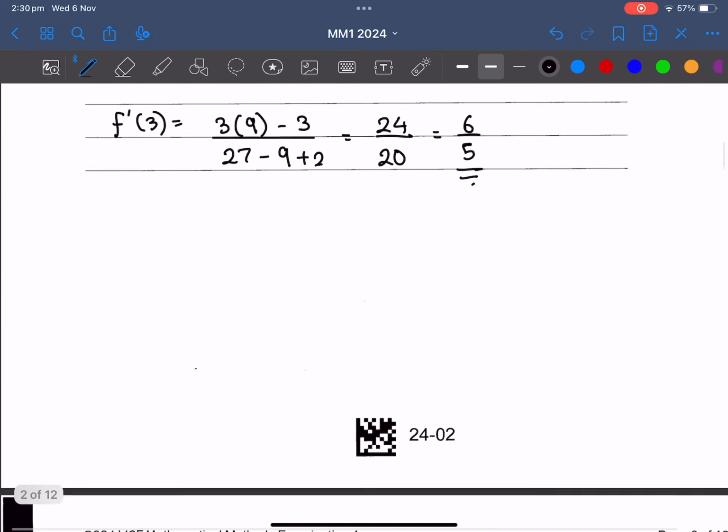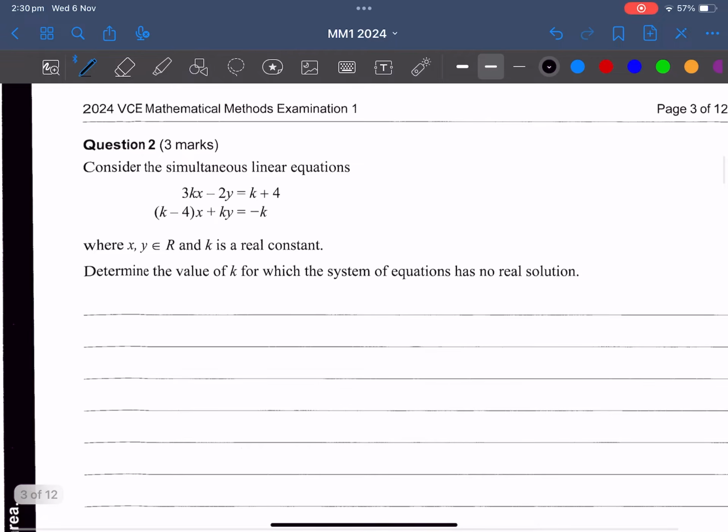Alright, moving on to the next question. So we consider the simultaneous linear equations where k is a real constant. Determine the value of k for which the system of equations has no real solution. So basically when these two lines are parallel, that's what we have to find. For what value of k are these two lines parallel?